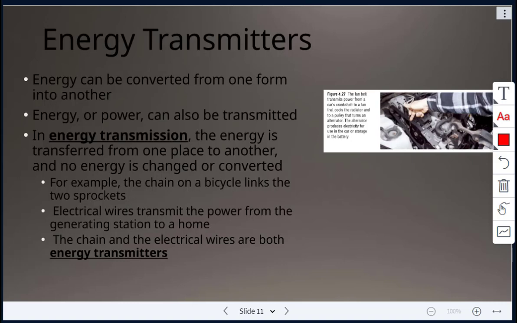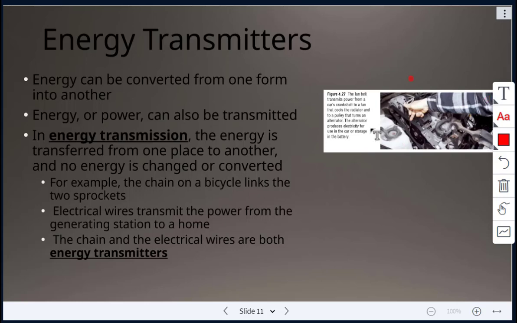All right, so the next part of this lesson, we're first going to talk about energy transmitters. Energy can be converted from one form into another, and energy and power can also be transmitted. When we are talking about energy transmission, it means that energy is transferred from one place to another, but no energy is being changed or converted. It's just being transferred from one place to another.